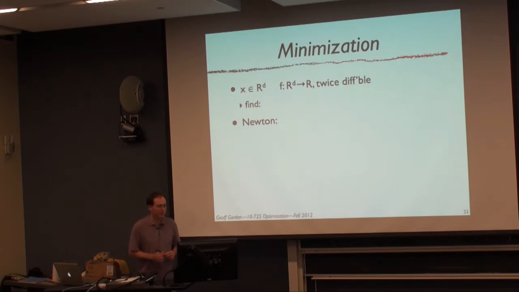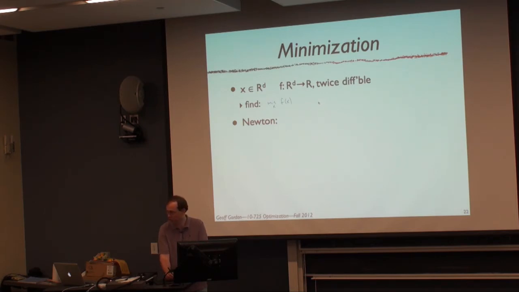So now, from the point of view of this class, we want to use Newton's method not to solve sets of nonlinear equations, but to optimize something. So now we have some variable x that we're optimizing over and a function f that we want to minimize, right? So we're finding the min over x of f of x, and f is a function from R^d into R, and we'll assume that it's twice differentiable.